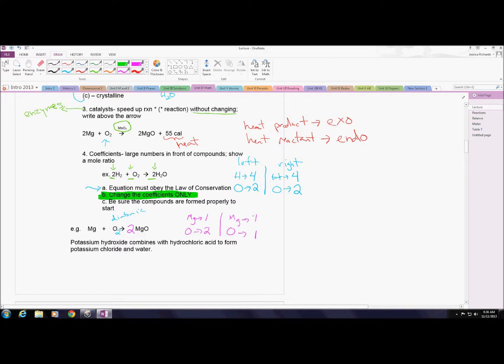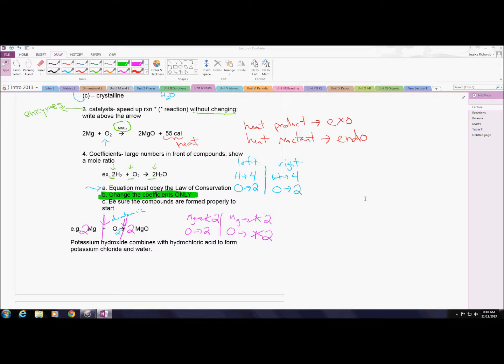Once you do that, you have to change your chart because now there's 2 magnesiums on the right and our 2 oxygens. So now the magnesiums are wrong. We put a 2 here. That gives us 2 magnesiums. Notice that the coefficients stop at a plus sign and stop at an arrow. So it only carries through to the compound immediately in front of it.